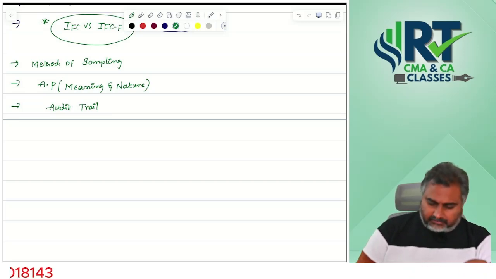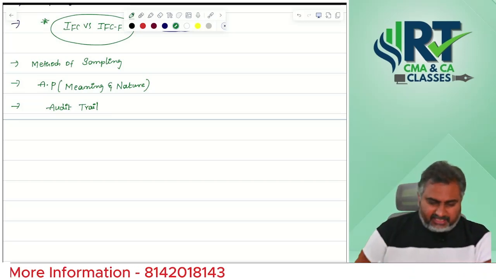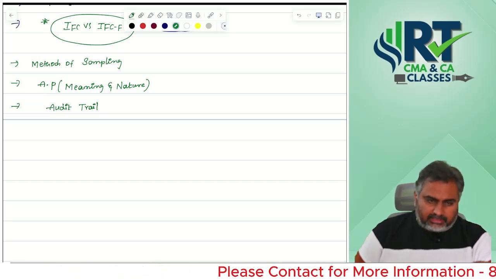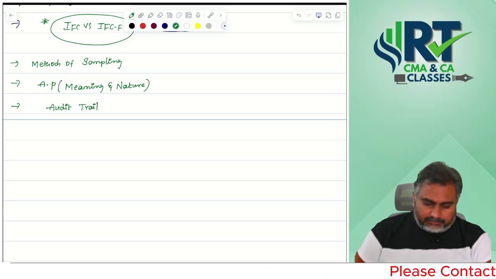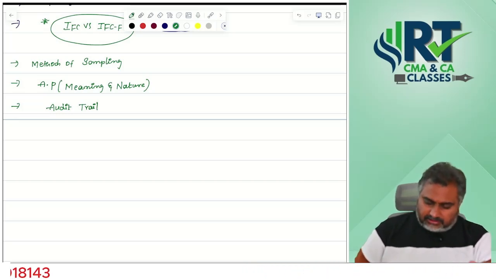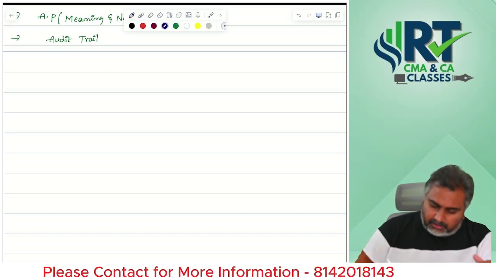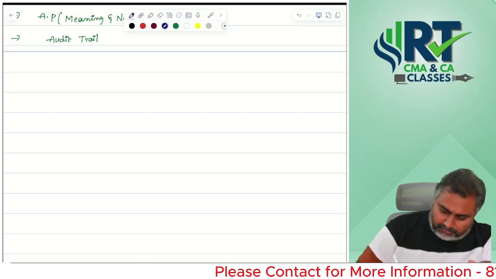audit trail and the complete part. What is the meaning? What are the benefits? And what are the statutory requirements under audit trail? Focus on all these points. So this is covered under module 1. Now we are moving to module 2, that is about company audit.